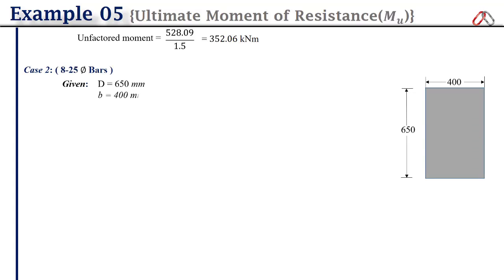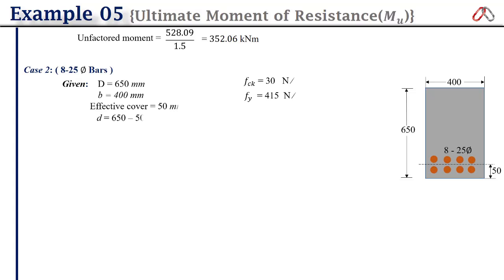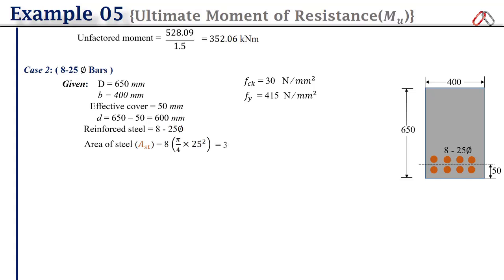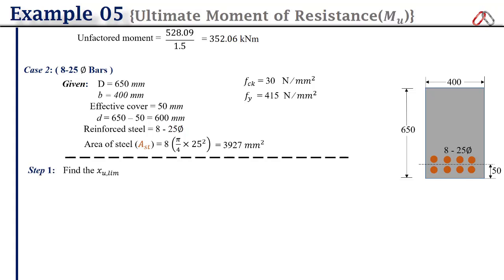All the values given here are the same except the number of bars. Hence the area of steel will be 8 into pi by 4 into 25 square, that is 3927 mm square. The first step is to find the actual limiting, that is the same, 288 mm.